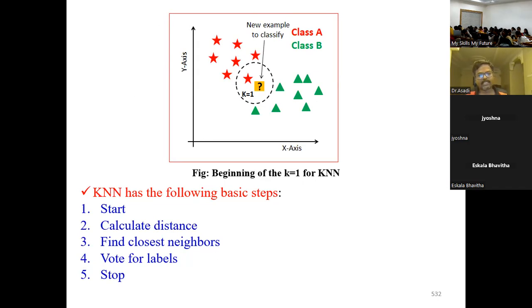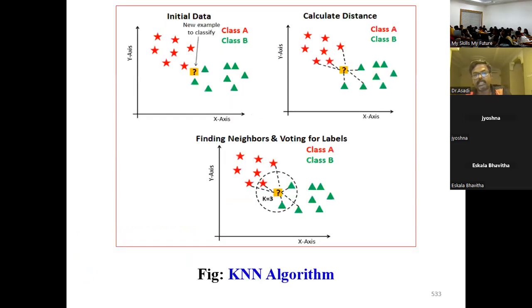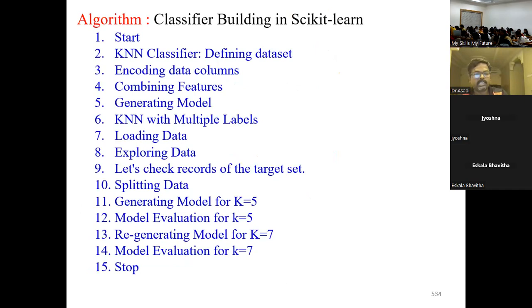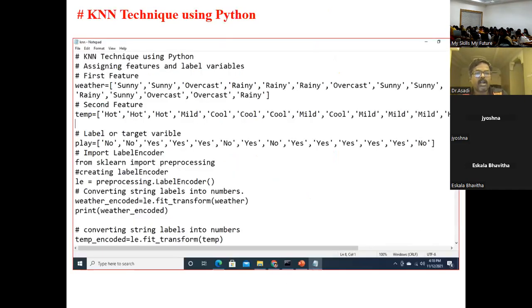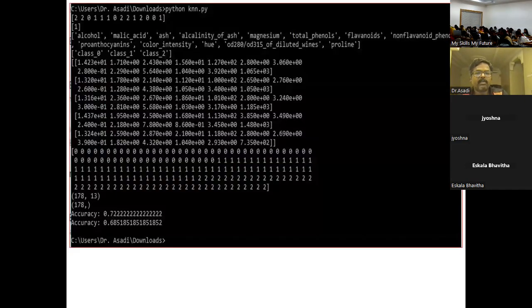So the Python steps: start, calculate distance, find closest neighbors, vote for label, stop. So this is step 1. Step 2, first we are finding the initial data. We are assigning the values, then calculating distance, then finding neighbors and voting for labels. This is the algorithm. This is a program. This is the final output.